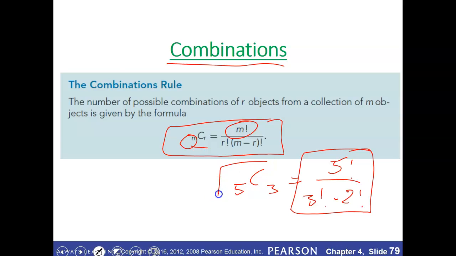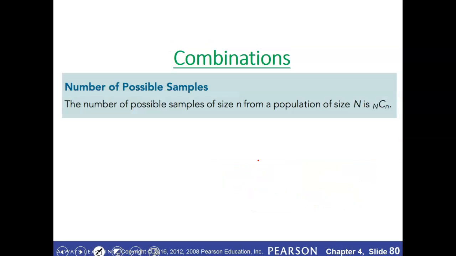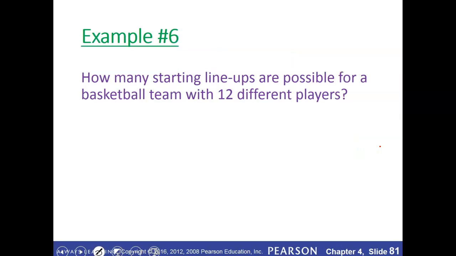I just want you to know that the button on your calculator will give you the answer to those combinations. Let's take a look at this example. It says it's the number of possible samples of size n from a population of size n is nCn. So this is what we just talked about. We just called it nCr. Okay? And you'll need to use your calculator to answer those questions. Here's an example of that.